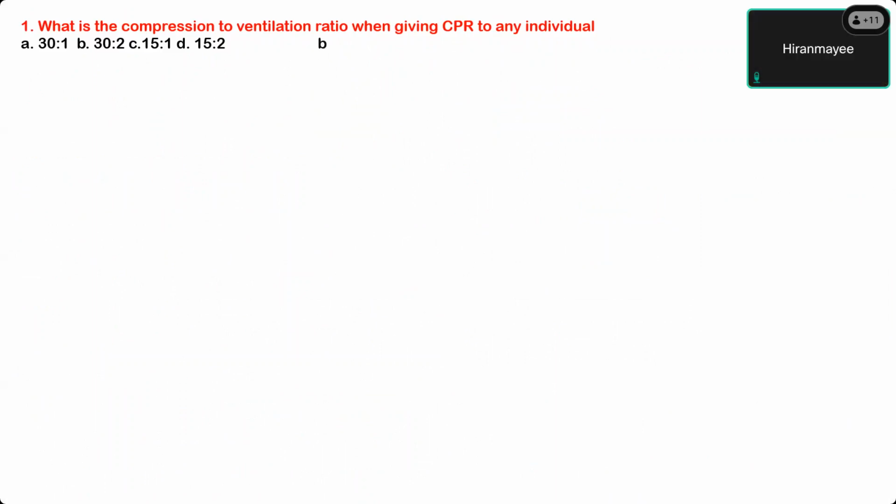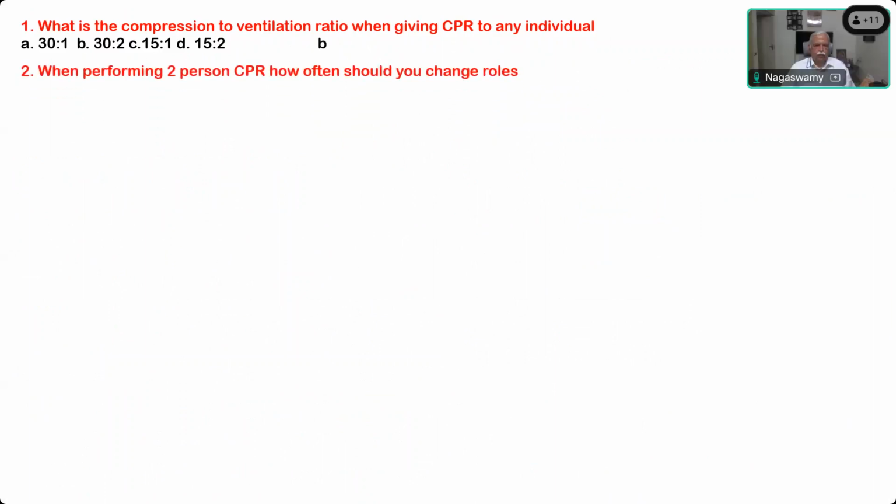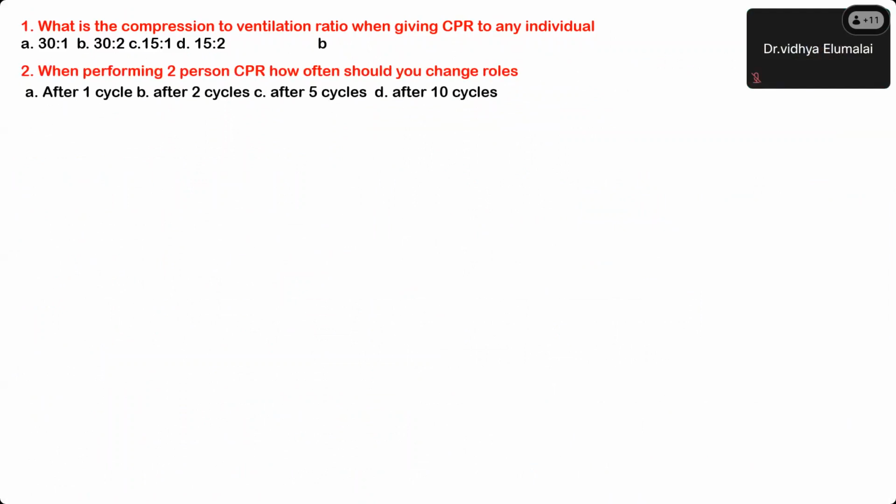B, very good. When performing 2-rescuer CPR, how often should you change roles? The options are after 1 cycle, after 2 cycles, after 5 cycles, after 10 cycles. After 2 cycles or when the CPR person is exhausted. Answer is C. After every 5 cycles, you have to change roles.